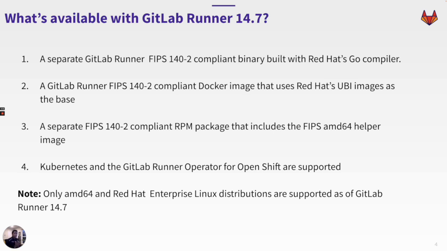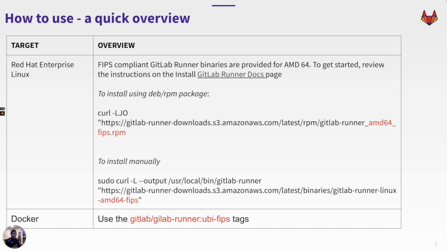Now note, for the 14.7 release, only AMD64 compute architectures and Red Hat Enterprise Linux distributions are supported. So if you need a FIPS compliant GitLab Runner, as of this time, it's only supporting AMD64 compute and Red Hat Enterprise Linux distributions. I'm just going to cover a quick overview of how to use it and how to get going. In future videos, we may go a little deeper into configuration and installation, based on feedback from customers and the community. But this is very basic, table stakes stuff.